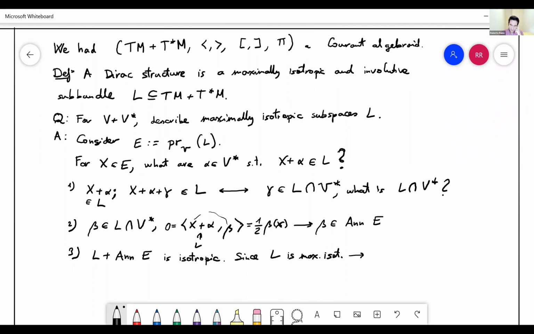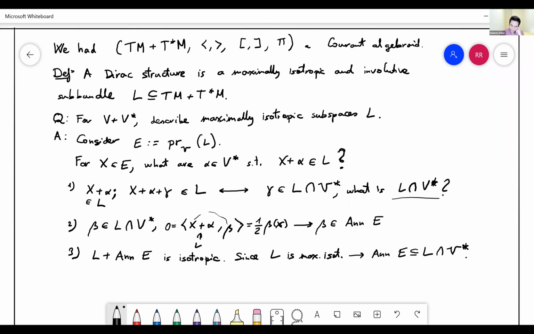So it says actually that the annihilator of E is inside of L, and I know also that the annihilator of E is in V dual. So I have this intersection here. So from that I deduce that I actually have an equality. L intersection V dual is the annihilator of E, okay?